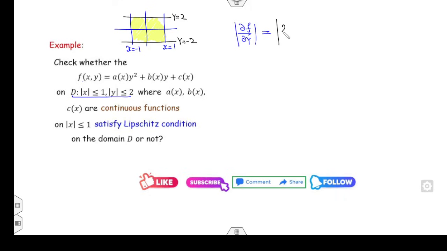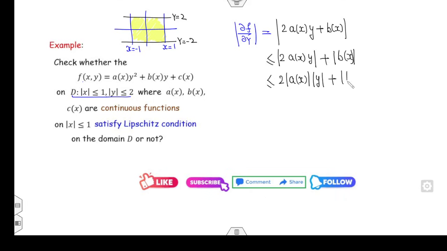Partial derivative with respect to y. So twice a(x) into y plus b(x). I can write this number is less than or equal to twice of a(x) into y plus mod of b(x). Fine. I can write again, this is less than or equal to a(x) mod of y plus b times mod of x. What is the value of y? It is 2. So this number will be less than or equal to 4 times a(x) plus b(x).